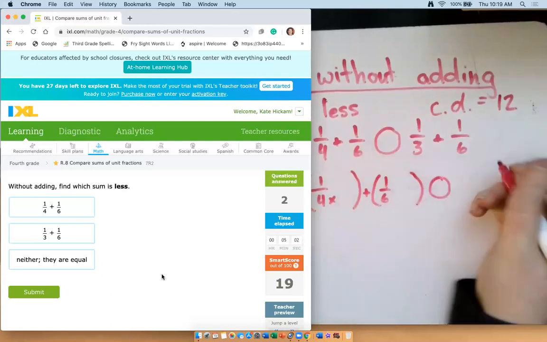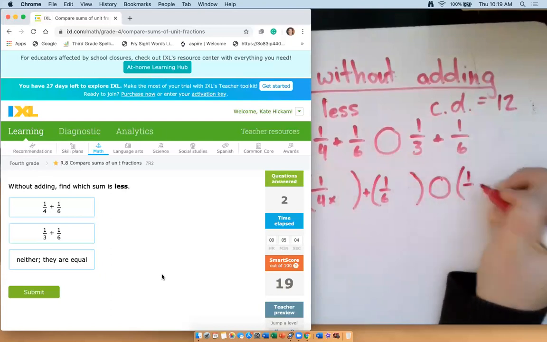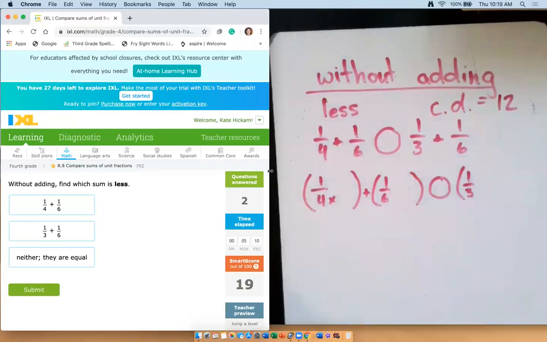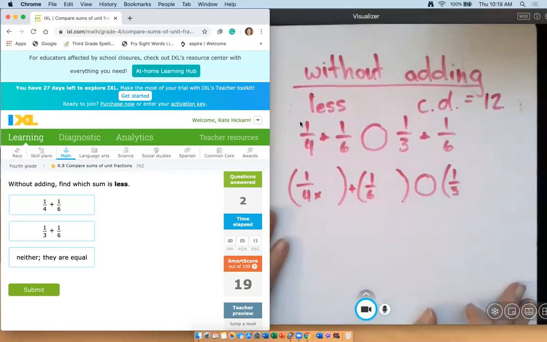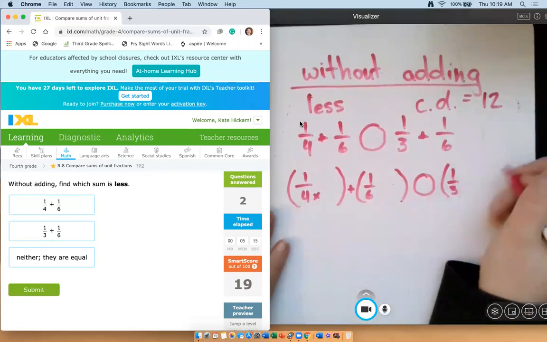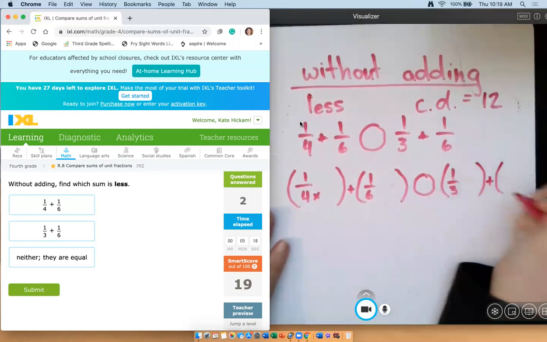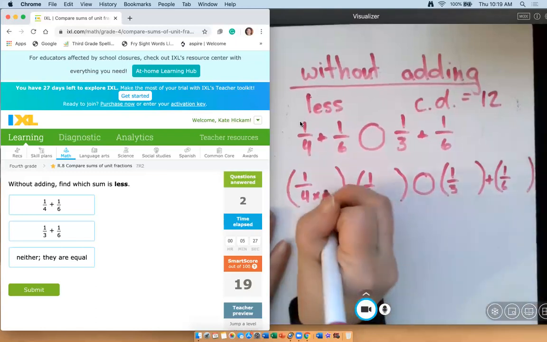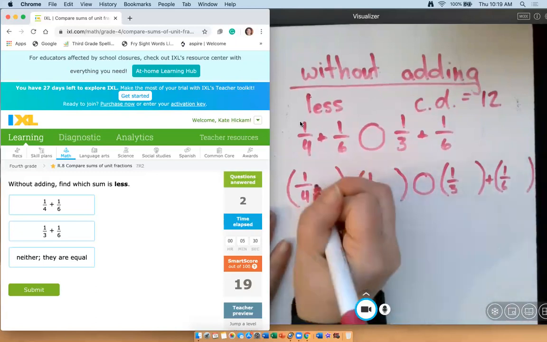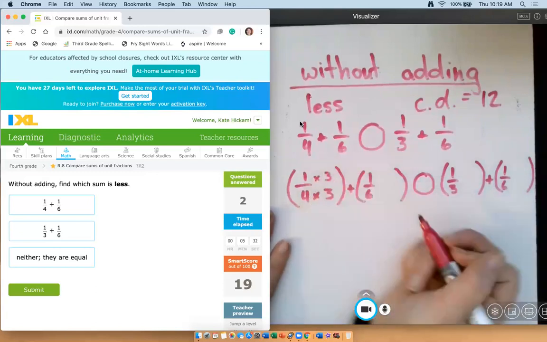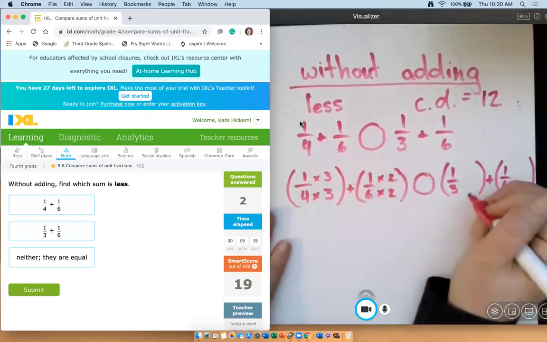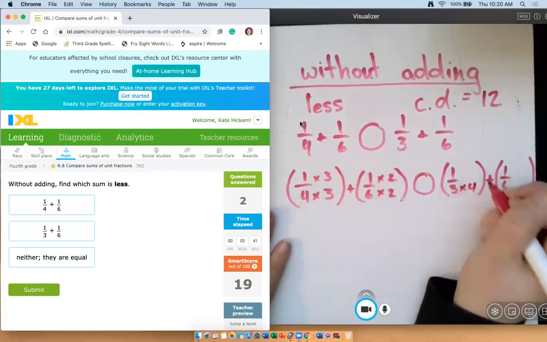Got my comparison bubble. I'm just laying out my whole thing right now to help me. So I've got my whole equation written. Plus, running out of space on my whiteboard. Well, I know that 4 times 3 equals 12, and whatever I do to the bottom, I do to the top. 6 times 2 equals 12. Whatever I do to the bottom, I do to the top. 3 times 4, whatever I do to the bottom, I do to the top.